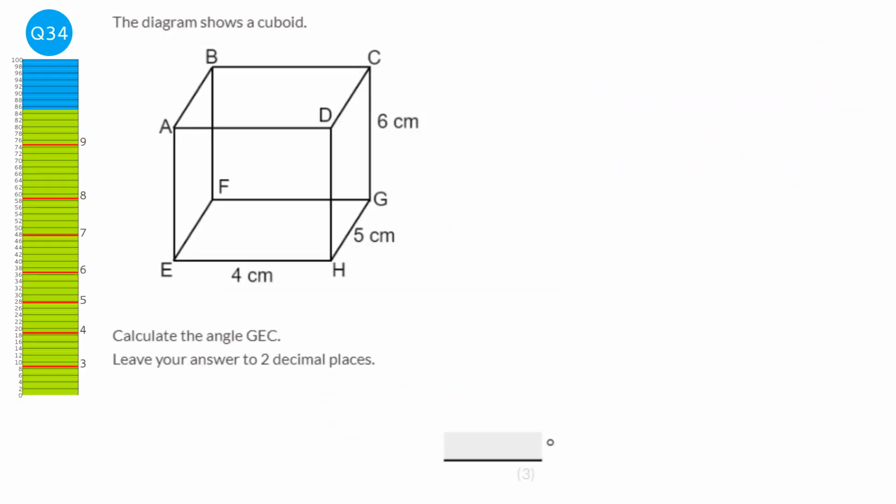To start off this question, you need to realise that EGH is a right angle triangle, and if I draw it in on the diagram, and then let's draw it as a 2-dimensional right angle triangle, then hopefully we can see how to answer it. So if we put in the values, 4 centimeters there, 5 centimeters there, and we can find length EG by using Pythagoras. So let's try and put in some Pythagoras.